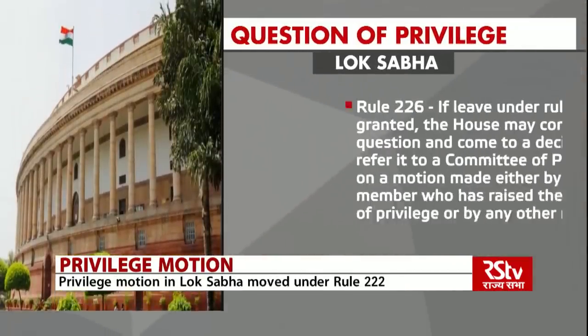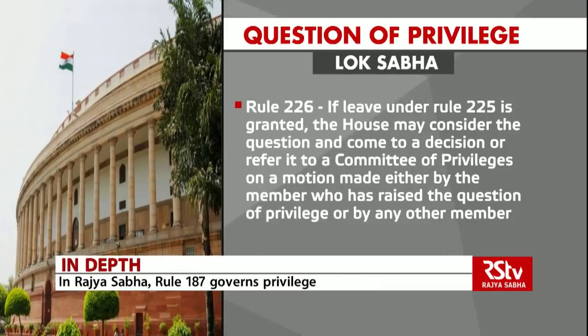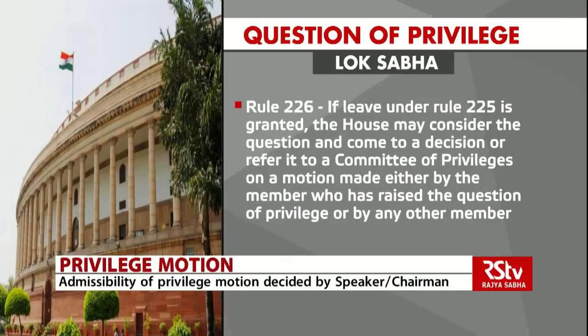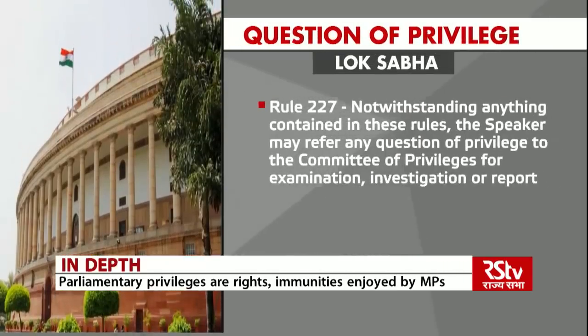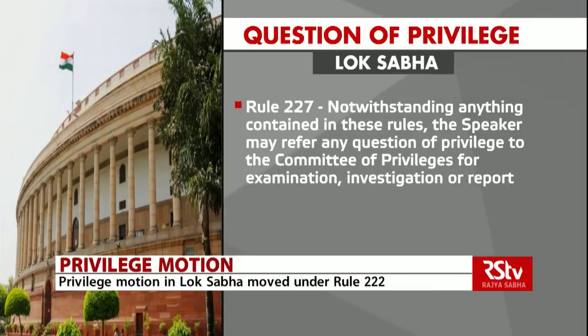Rule 226 says, if leave under Rule 225 is granted, the House may consider the question and come to a decision or refer it to a Committee of Privileges on a motion made either by the member who has raised the question of a privilege or by any other member. While Rule 227 mentions that notwithstanding anything contained in these rules, the Speaker may refer any question of privilege to the Committee of Privileges for examination, investigation or report.